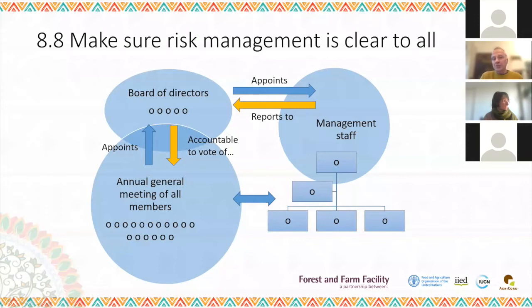So make sure that your risk management process is clear to everyone. Don't let a risk management process just be part of the management team alone. Make sure that you communicate your findings to the members so that you have it approved by the members. Make sure that the board know that this is what you're going to do. And make sure that the management staff who've been assigned with the roles for implementing any solutions are clear on what they should do.